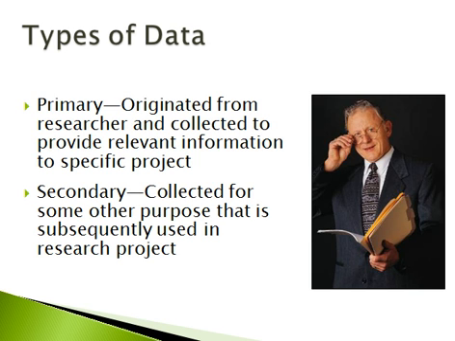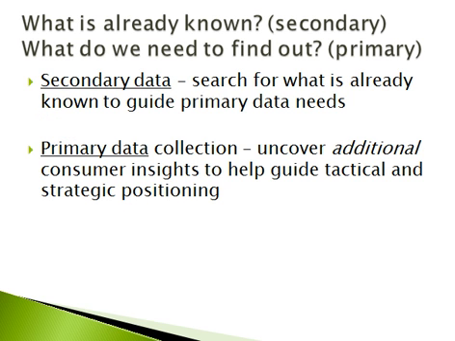The census is an example of a popular form of secondary data utilized by many marketing firms to find out what we already know, what knowledge already exists, and then for primary, what new research or new information we still need to find out in order to best guide decisions in terms of strategy. So secondary, what's already known, guides primary data, and then primary covers additional consumer insights.